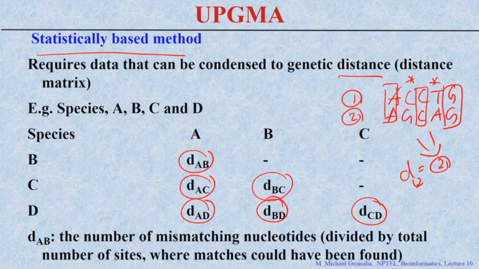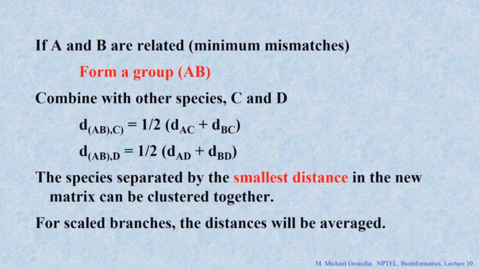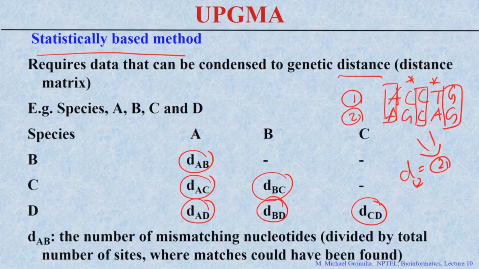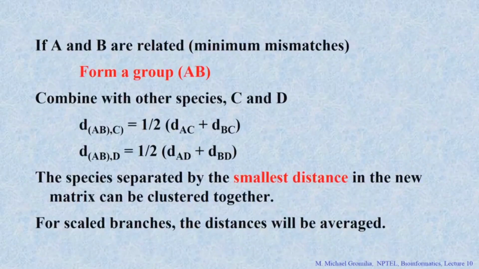Among all the possibilities you get the number of mismatching sites, and from this you see which two are close to each other. The one with the smaller number of mismatches. We will show some examples. For example, if A and B are the closest, then you can say they are very close, they have similarities, and then you can combine this group with C and D.